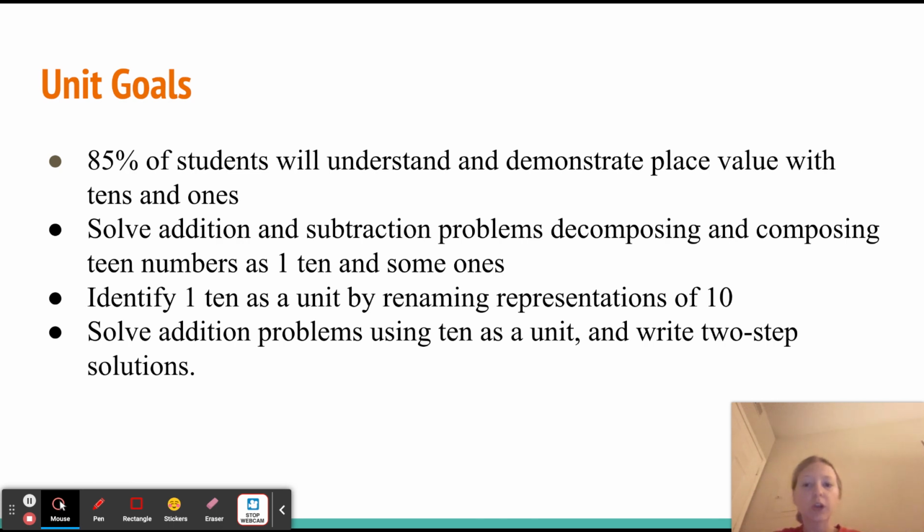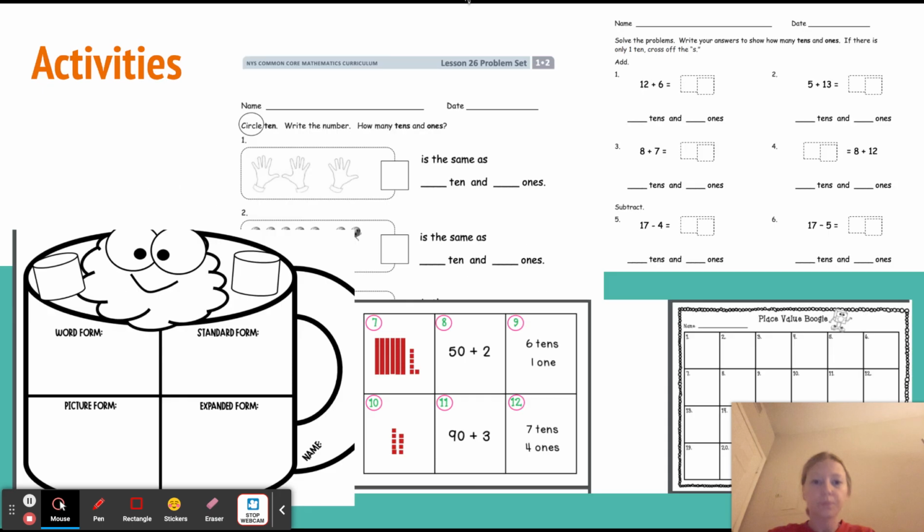Another unit goal is solving addition and subtraction problems, decomposing and composing teen numbers as 1 ten and some ones, identifying 1 ten as a unit by renaming representations of 10, and solving addition problems using 10 as a unit and writing 2-step solutions. So I do think my tasks had appropriate evidence of the understandings, which are the unit goals.